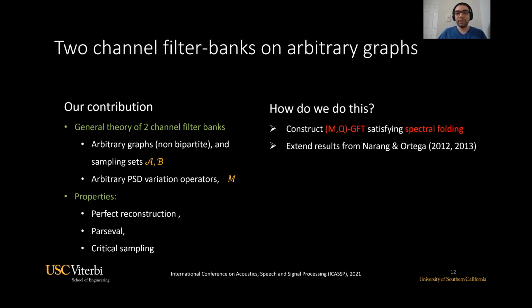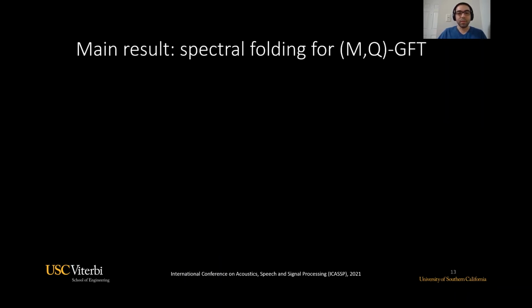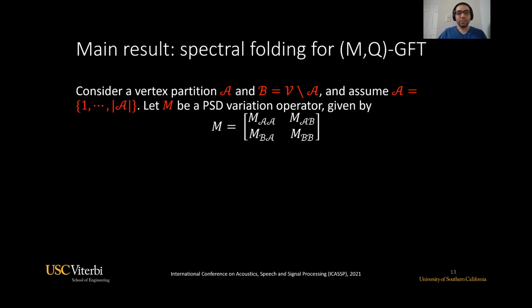How do we do this? Well, we basically use the MQGFT and we construct it in such a way that it satisfies the spectral folding property. And then we use this to extend the results from Narang and Ortega to prove that these filter banks can have these properties that we like. So this is how we proceed.